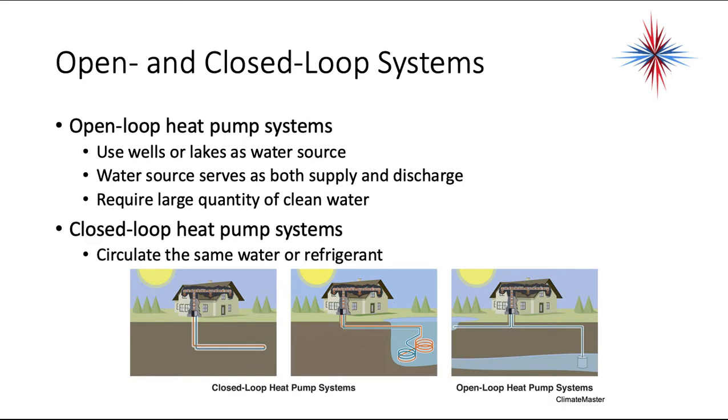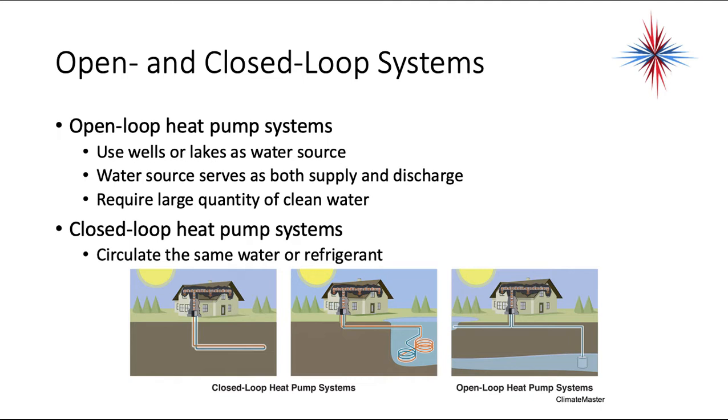We have open and closed loop systems. Open loop heat pump systems use wells or lakes as water sources. Water surface sources serve as both supply and discharge. They require a large amount of clean water, and in many municipalities where water is measured and metered, these are no longer allowed. Open loop systems have some restrictions on installation because of water conservation efforts.